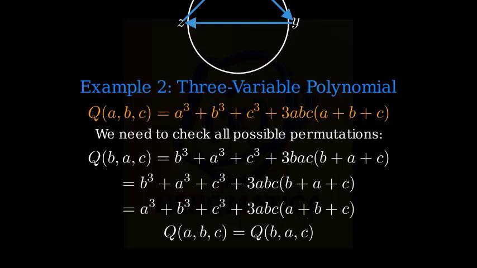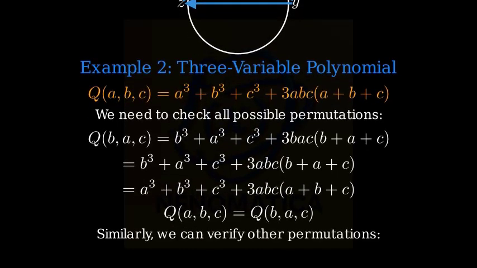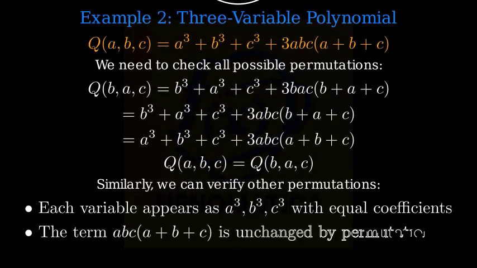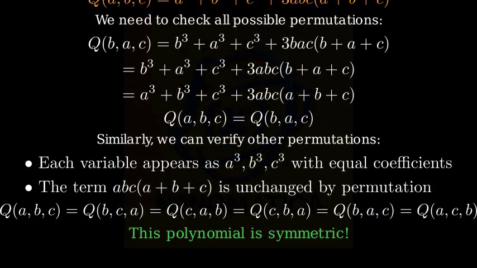To confirm the polynomial is fully symmetric, we would need to check all other permutations as well. But due to the structure of this polynomial, we can see that it treats all variables equally. Each variable appears as a cubed term with coefficient 1, and the product of a times b times c is multiplied by a plus b plus c, which is also symmetric. Therefore, q of a, b, c equals q of b, c, a equals q of c, a, b. The polynomial is indeed symmetric.